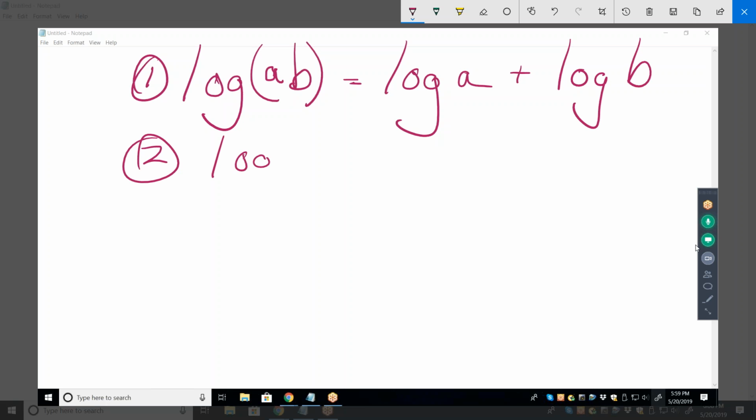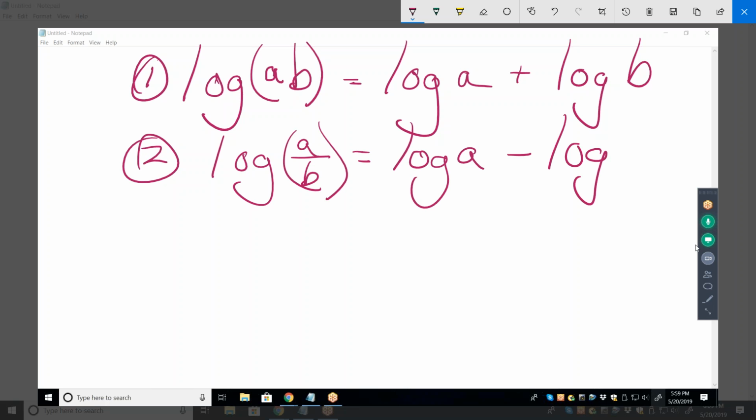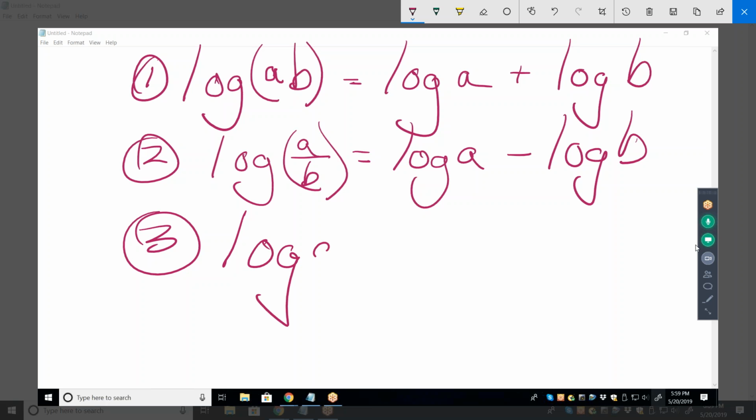The log of A divided by B in the argument is going to be what? Log A minus log B. And the third one that is not so obvious, but nonetheless is true, is the log of a raised to the b power, you're able to bring that b down and put it in front of the log on the algebra line. So it becomes that. Okay?